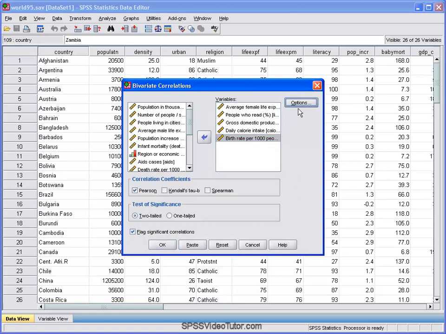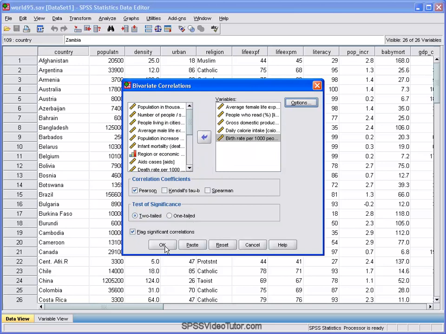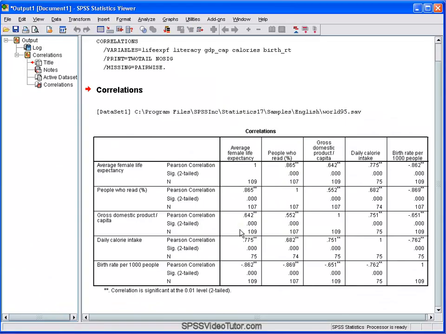Now we go over to options over here on the right. Click on that. Under missing values, make sure that exclude cases pairwise is selected. Hit continue, then click OK. You will notice that the results display in what we call an output window. The results of all of your analysis show up in this window.